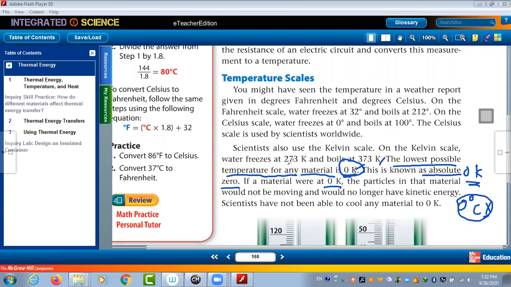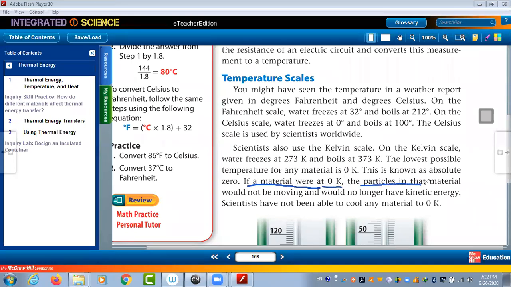Again, if a material were at 0 Kelvin, the particles in that material wouldn't be moving and would no longer have kinetic energy. Absolute zero is 0 Kelvin, and it is the lowest possible temperature of any material. At this degree, there is no kinetic energy for the particles.